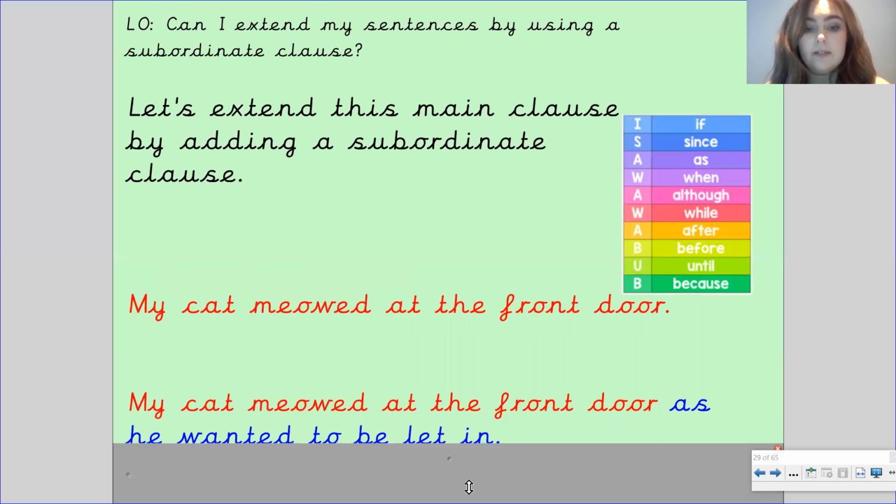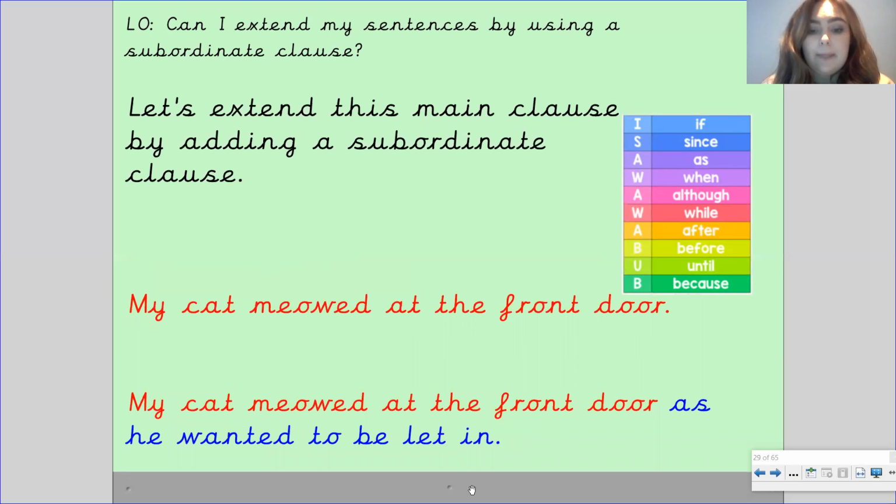Okay, so you could have had something like, my cat meowed at the door as he wanted to be let in. So as is our subordinating conjunction, and then our subordinate clause is as he wanted to be let in.